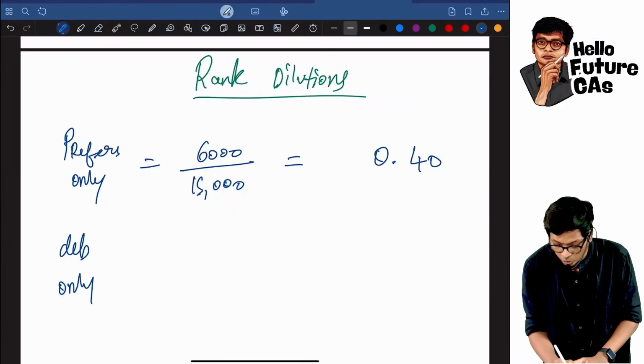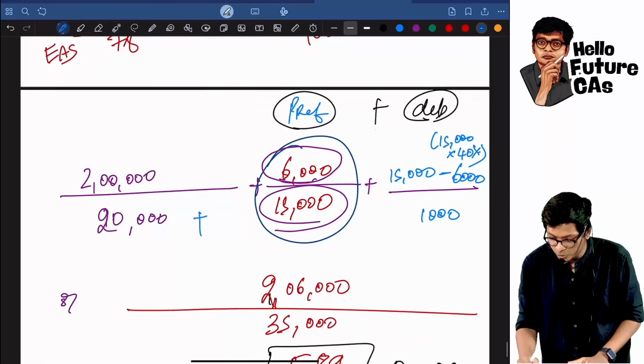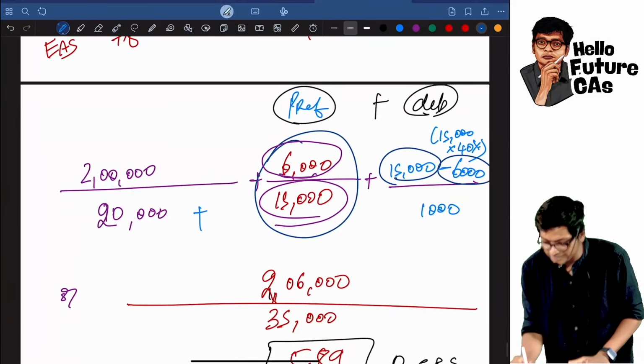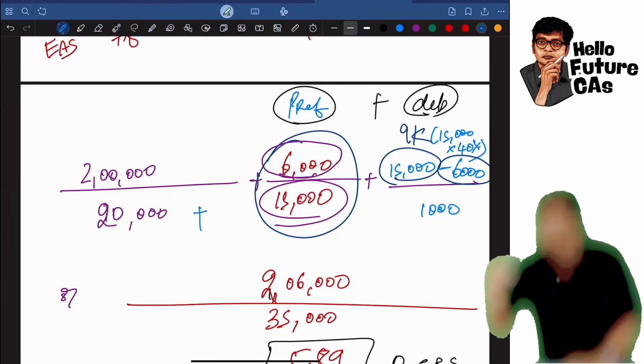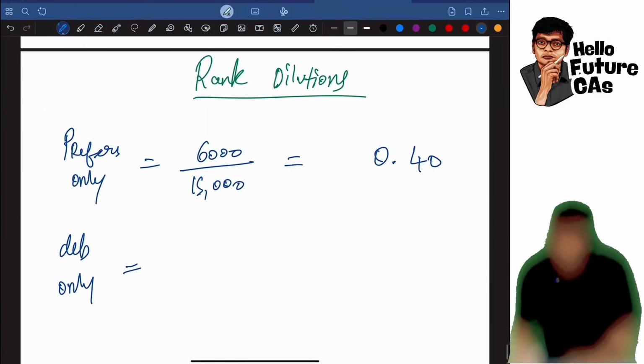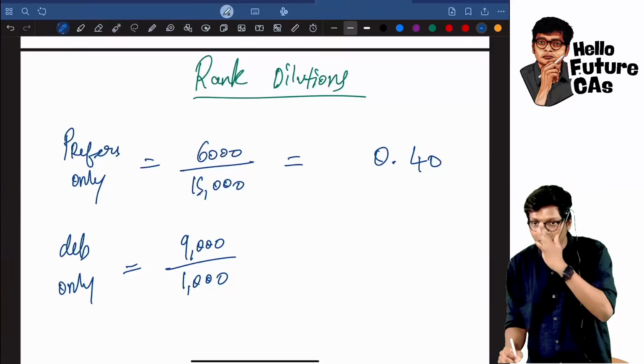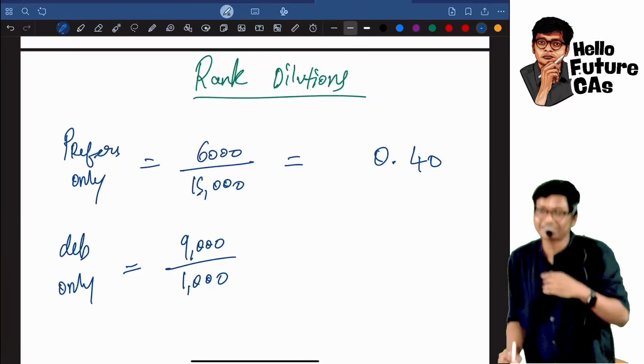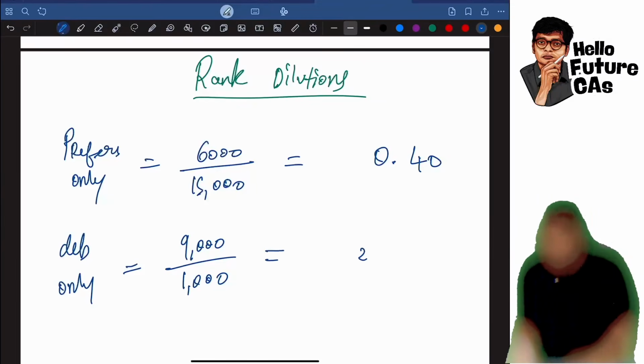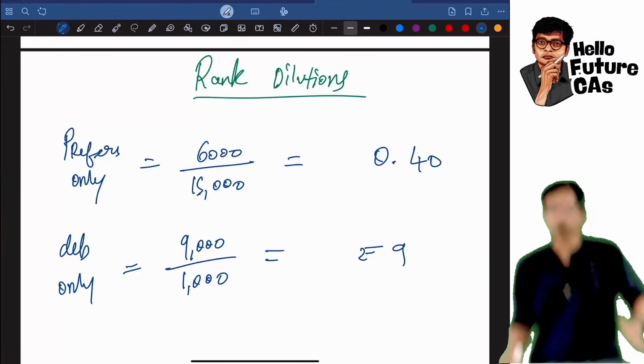Next I will take debentures only. What is the debentures value we did? 15,000 minus 6, which is 9,000 divided by 1,000. Correct? So here 9,000 divided by 1,000. These are not new numbers. You already computed this. Yes or no, guys? How much are you getting? Rupees 9. Are you following?